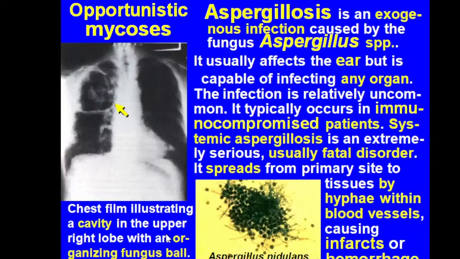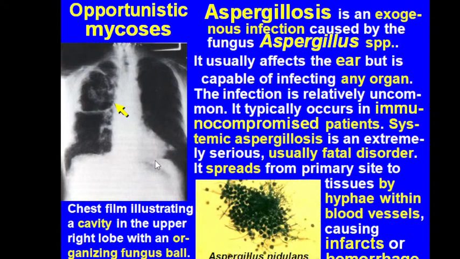So, and this is the example of quite common one in immunocompromised individuals, especially those with HIV, that are HIV positive. So, and usually aspergillosis is an exogenous infection caused by different species of Aspergillus. And you can see in a chest film the cavities that are formed in the upper right lobe with an organizing fungus balls, so-called aspergillomas, right?